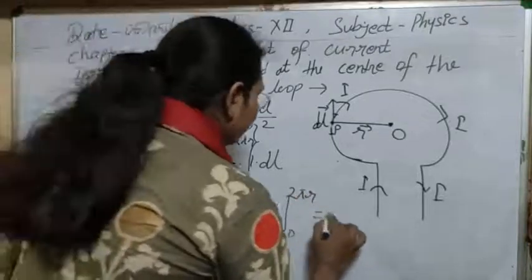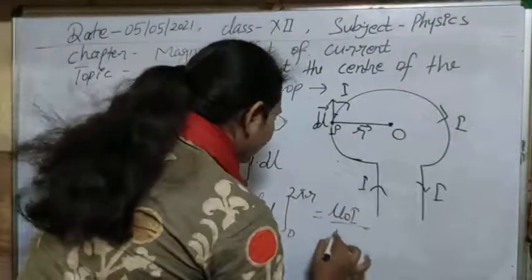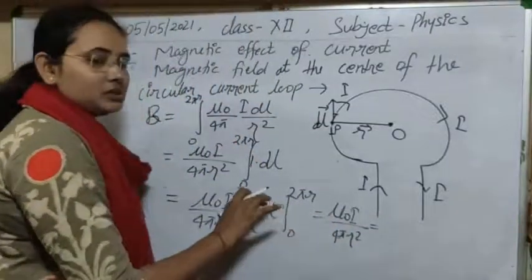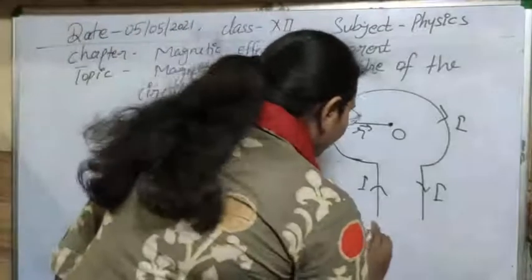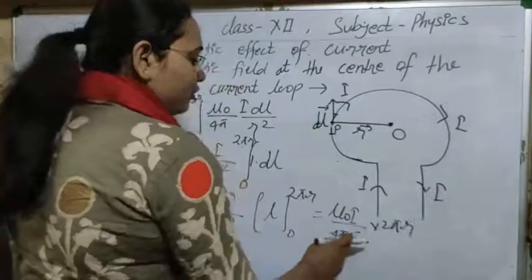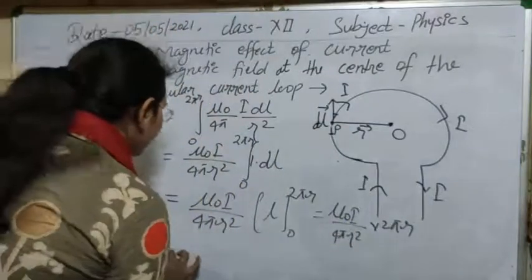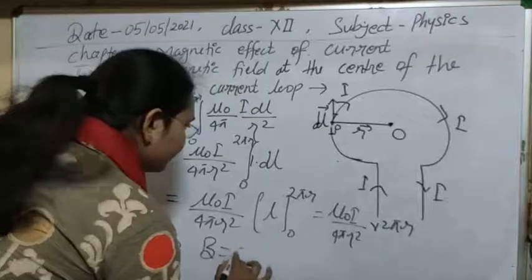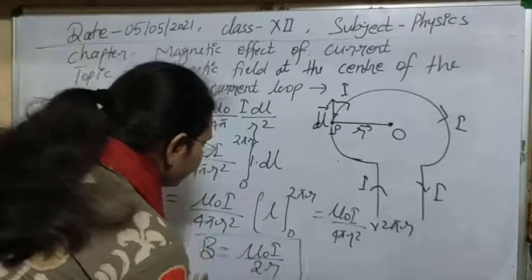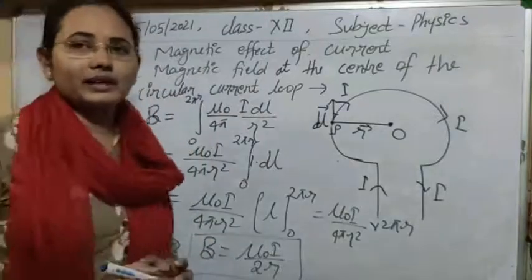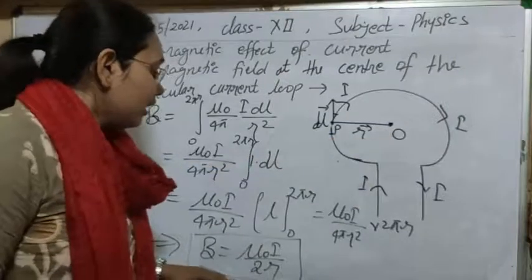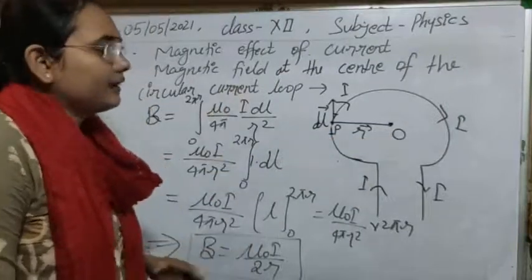So let's put in the limits. We have mu 0 I upon 4 pi r square, with upper limit 2 pi r and lower limit 0. So we finally obtain 2 pi r. Pi and r cancel out, 2 cancels out, and finally the magnetic field we get is mu 0 I upon 2r. So this is the answer: the value of the magnetic field at the center due to this circular current carrying loop.